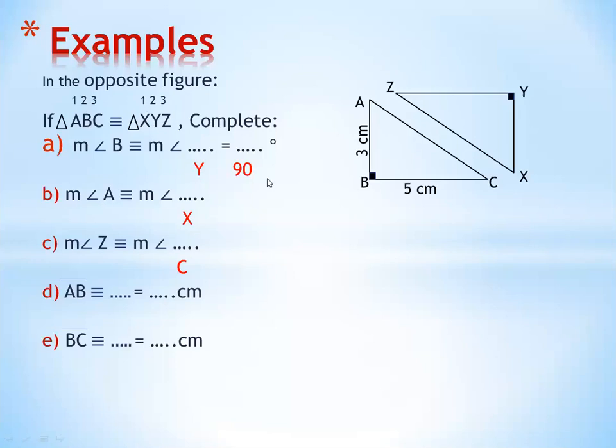AB is equal to what? It equals 3 centimeters. That means XY is equal to 3 centimeters. Okay, what about BC? BC, which is 2 and 3, is congruent to what? 2 and 3 is Y, Z. So BC is congruent to YZ. Equal what centimeter? Let's check. BC equals 5 centimeters. That means YZ is equal to 5 centimeters.